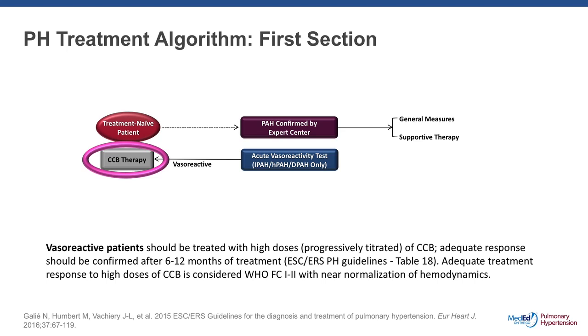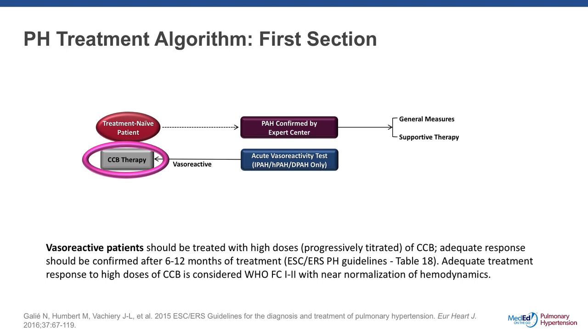Let's talk about the first section of the algorithm and specifically highlight those patients who might be appropriate for calcium channel blocker therapy. At the time of the initial right heart catheterization, it is important to do an acute vasoreactivity test, specifically in patients with idiopathic, heritable, and drug and toxin-induced pulmonary arterial hypertension. An acute response is defined as a mean pulmonary artery pressure reduction of more than 10 millimeters of mercury to a mean pulmonary artery pressure of less than 40 in the setting of an unchanged or increased cardiac output. If a patient meets those criteria at the time of the acute test, they can be treated with calcium channel blockers, but need to be followed for their clinical response.